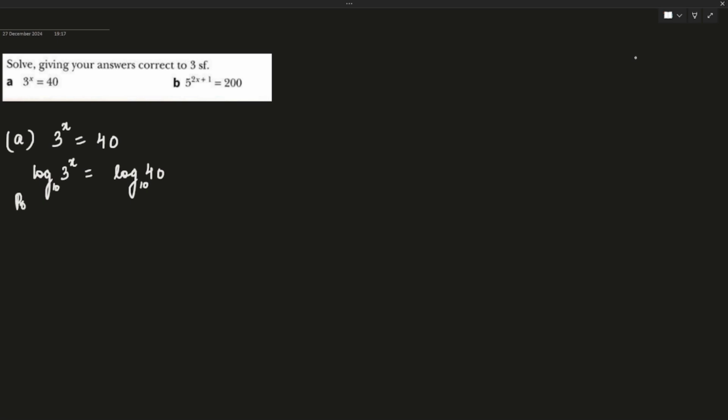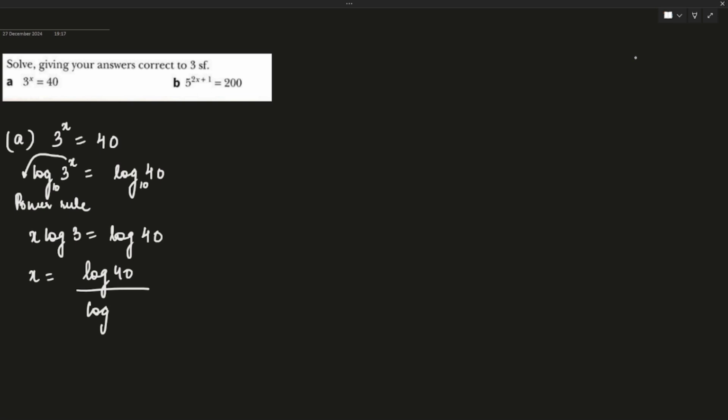So now after this, we'll apply the power rule in this first expression. Log of 3 to the power of x base 10. So we'll apply the power rule over here. So this x will come to the left of log. So it will become x into log 3 is equal to log of 40. So we can find out the value of x from here. x is equal to log 40 upon log 3.